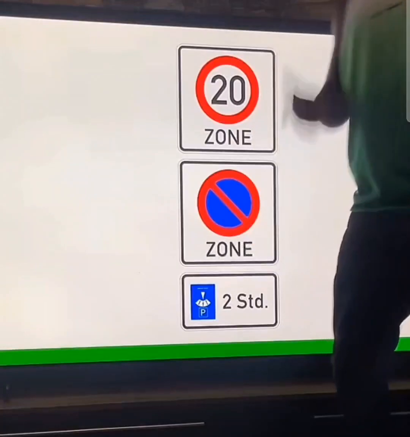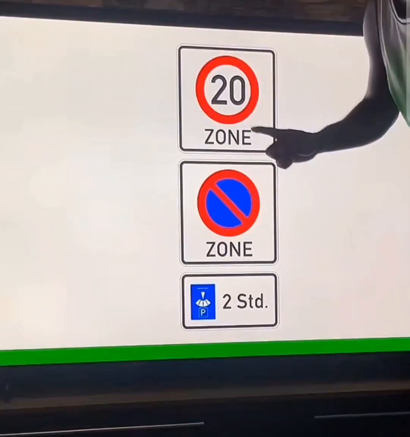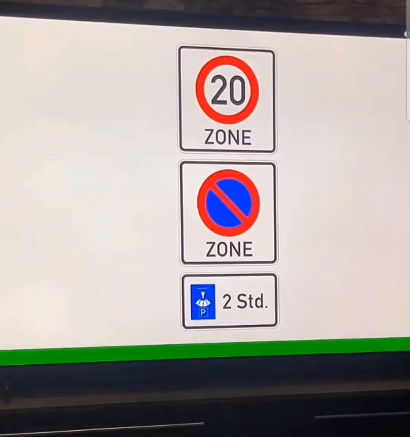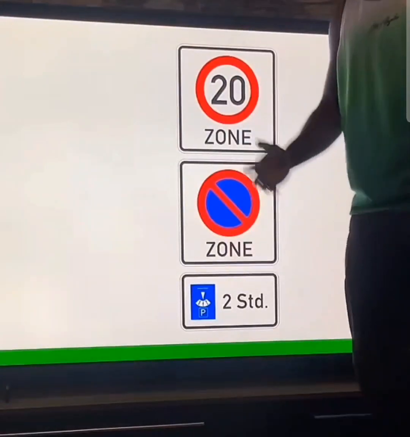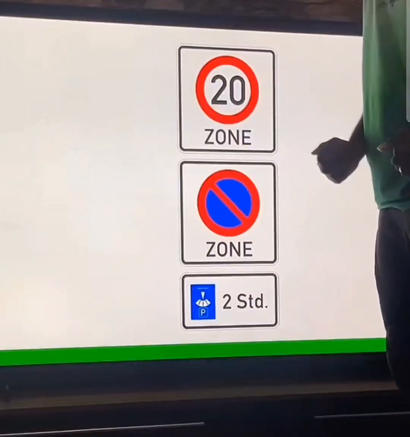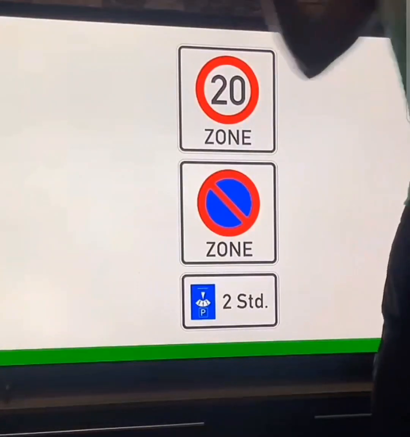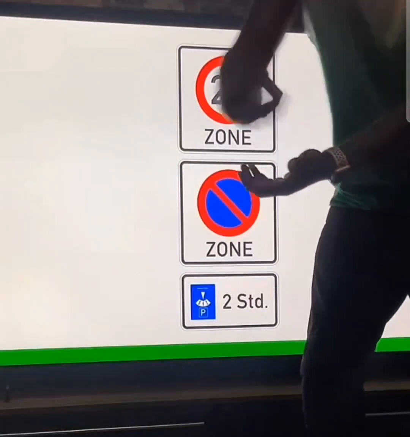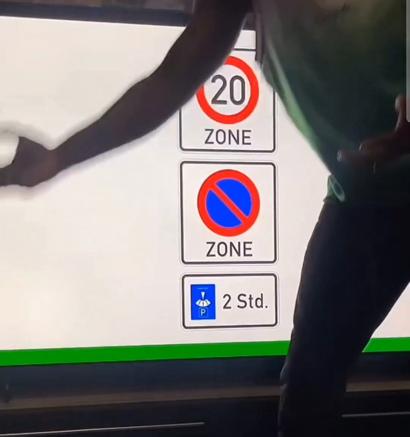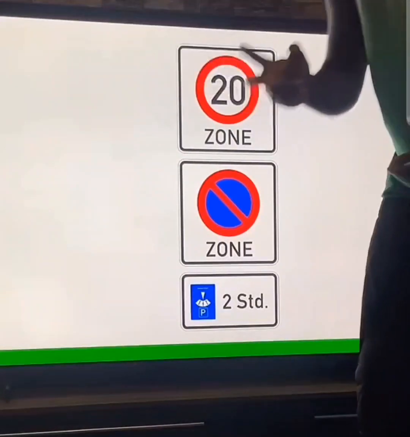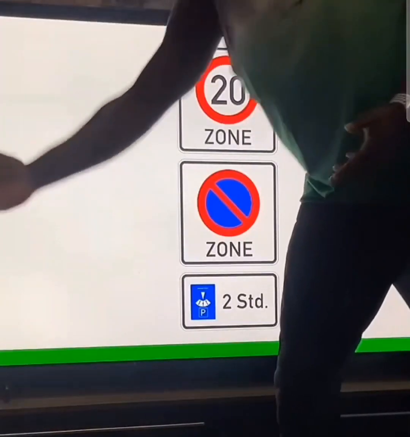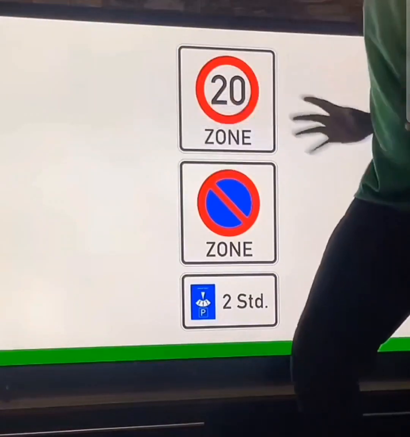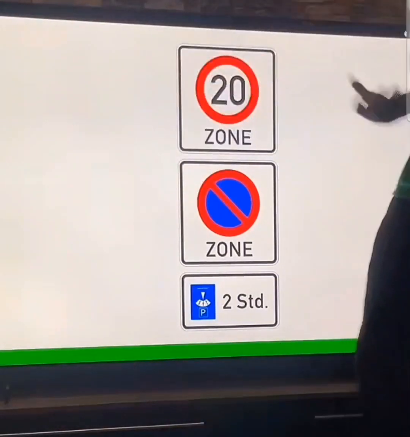Number two, you are allowed to stop, but not for more than 3 minutes. And why are you allowed to stop? To let somebody come out from your car, or to let somebody enter your car, or to load and unload a car.